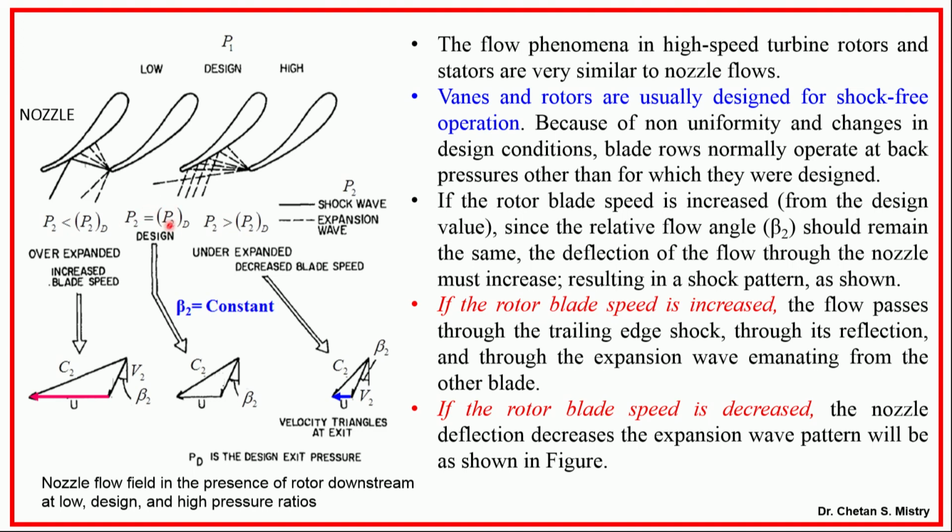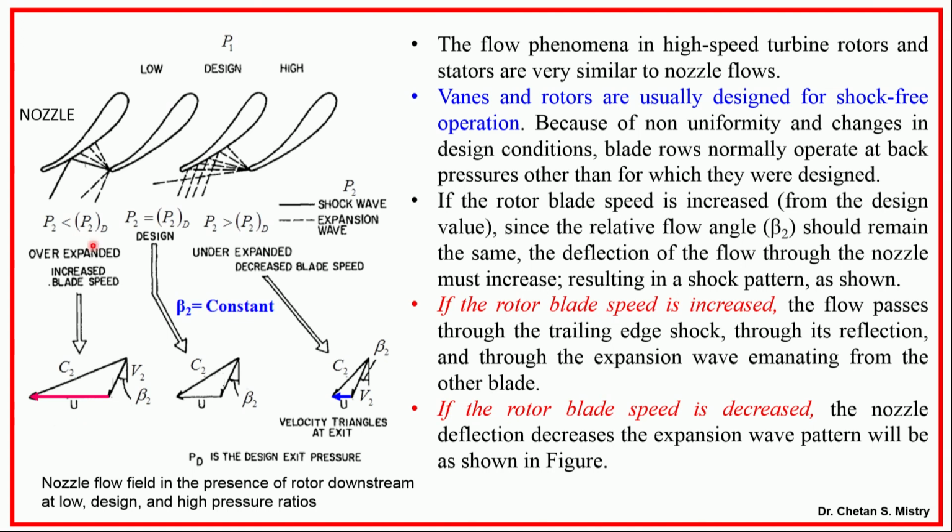I need to design in such a way that my exit pressure and design pressure are the same. So, this is my velocity triangle for that, in which beta 2 is constant. Now, what is happening? Suppose, in a turbine application, I increase or decrease my rotational speed. Increasing and decreasing depends on the velocity with which the flow comes out of my nozzle. Suppose I have an increase of velocity.